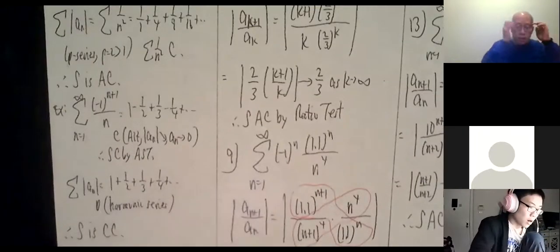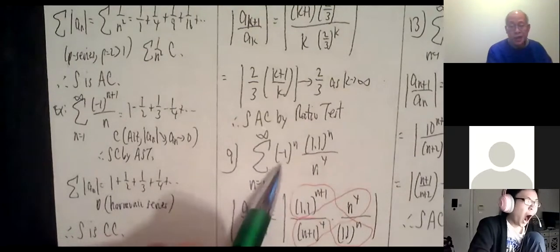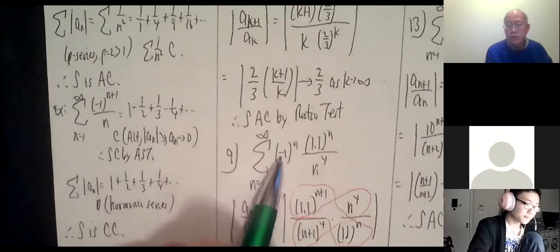Summation (-1)^n 1.1^n divided by n^4. This should be a giveaway as to what kind of series. Alternating, right?